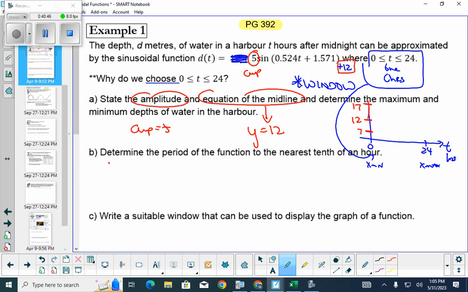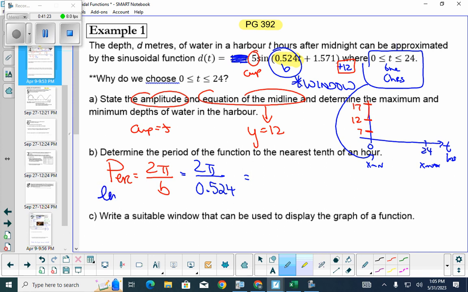Okay, period. The formula for period is 2 pi over b. So in the formula that you were given, this right here is the b value, 0.524. So you're going to go 2 pi divided by 0.524, and you're just going to punch that in and hit the pi key. Because right now, this number doesn't mean anything to us, right? Remember, the period is the length of one cycle or one pattern.